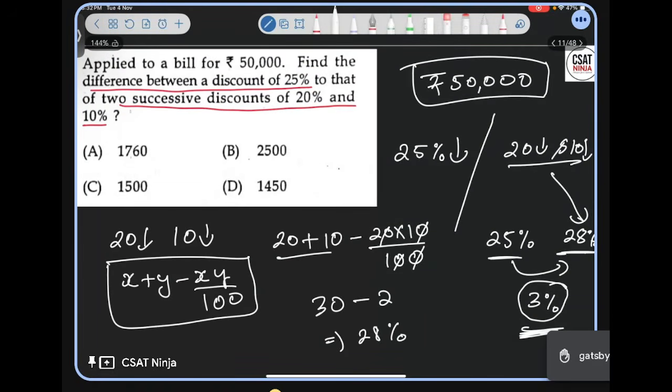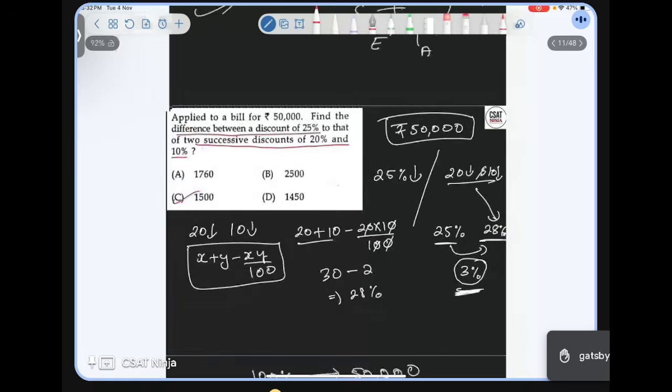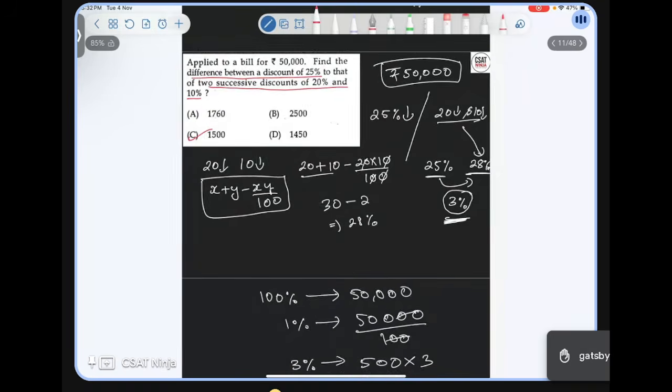So the answer here is option number C. I hope you are following me with this. Any doubts regarding this one? If it's clear, give a thumbs up, and let's move on to the next.